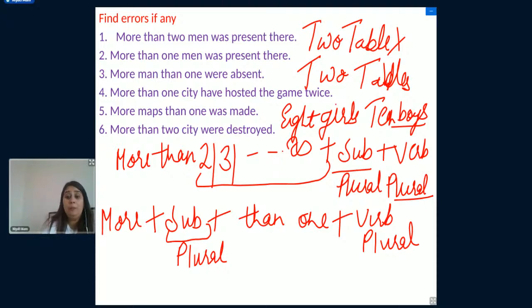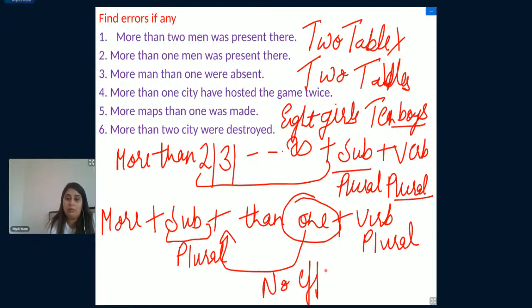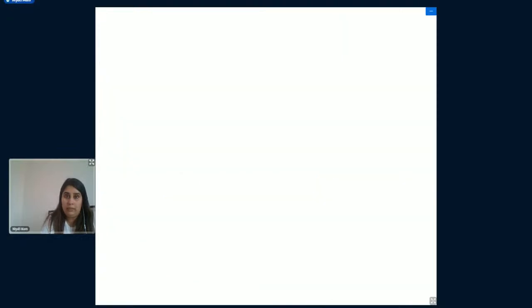See, in the third point, one has no effect on your subject. That's why your subject is plural here, because it is preceded by more, and if subject is plural, verb is also plural. Let us see the rule in the next slide.